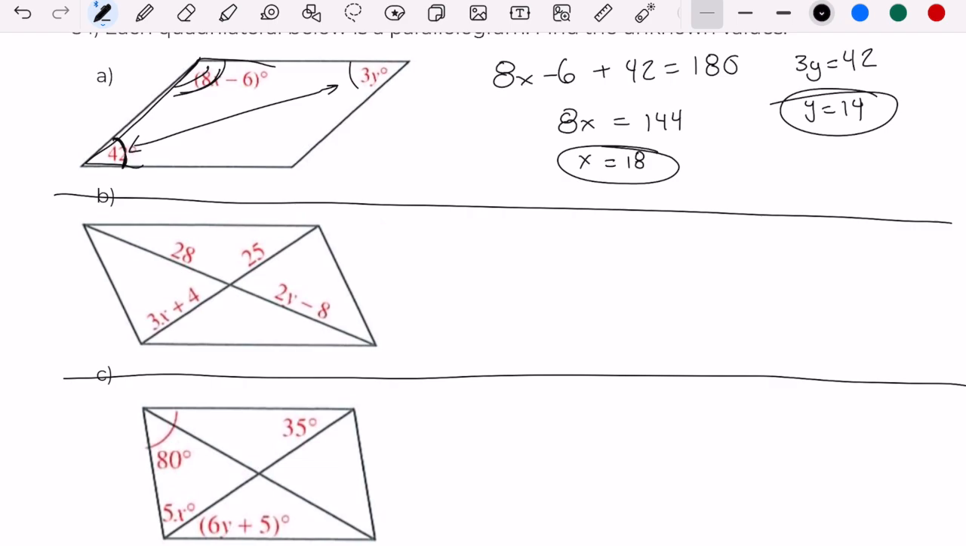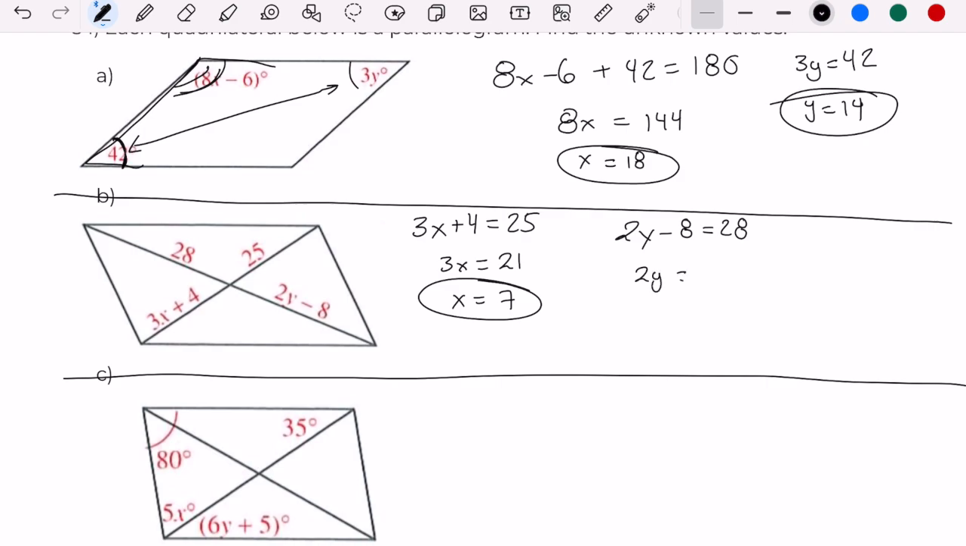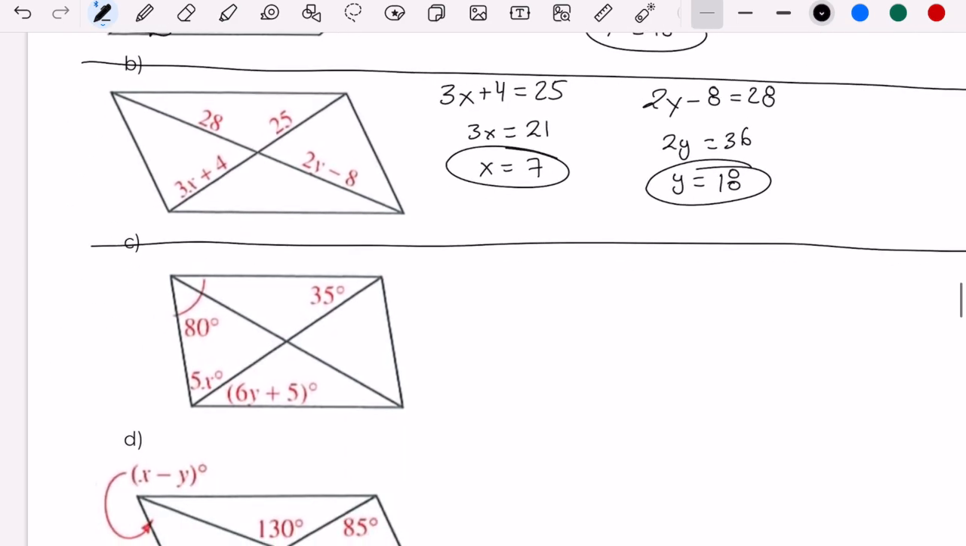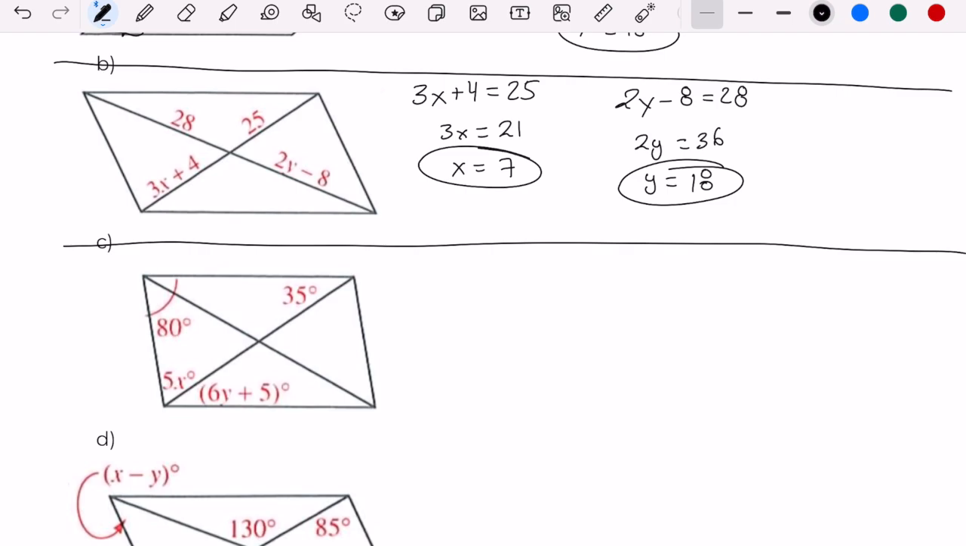Now I have the diagonals of a parallelogram. The diagonals of a parallelogram bisect. That means that this and this are the same, and this and this are the same. So 3x plus 4 is the same as 25. So 3x equals 21, x equals 7. 2y minus 8 equals 28. So 2y equals 36. So y equals 36 divided by 2, and that is 18. Lovely.